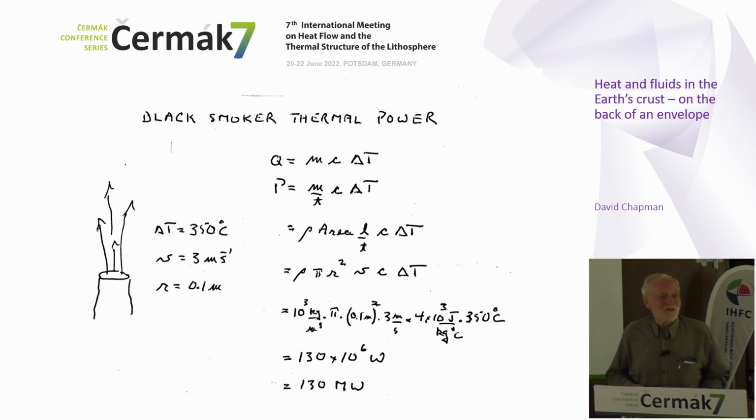But one of the consequences, if you're pulling 130 megawatts of heat out of this smoker region, or this vent region, is that it can't last very long, right? You just cool it off. And indeed, when people went back 10 years later, these communities were dead and the smokers weren't smoking anymore. So that's the picture of black smokers.